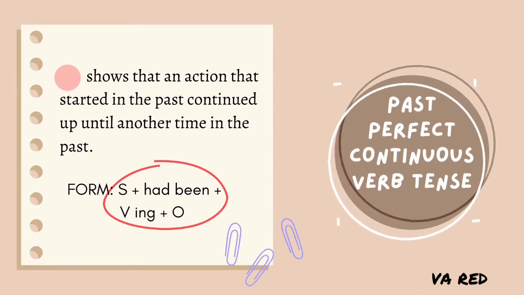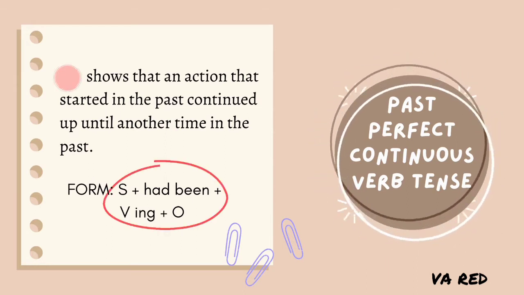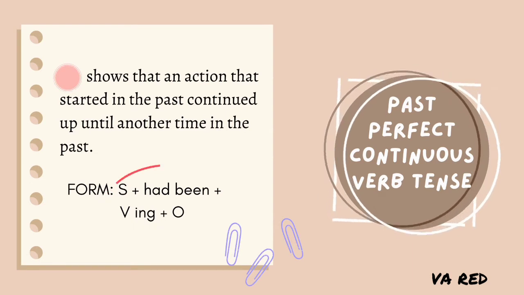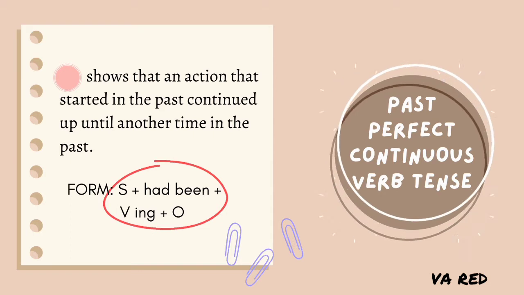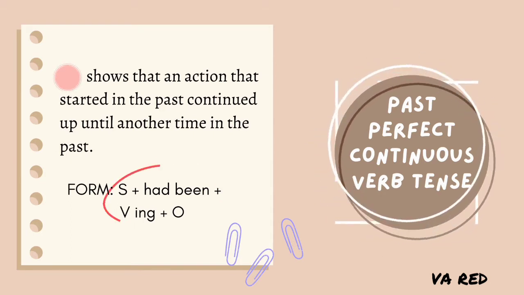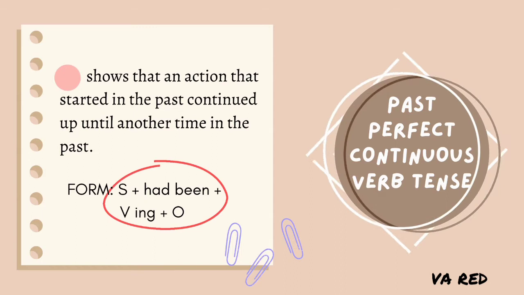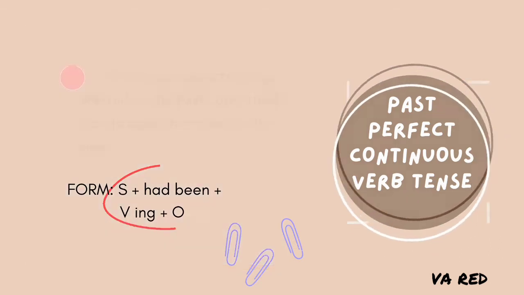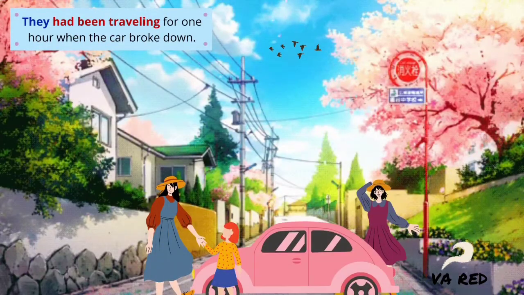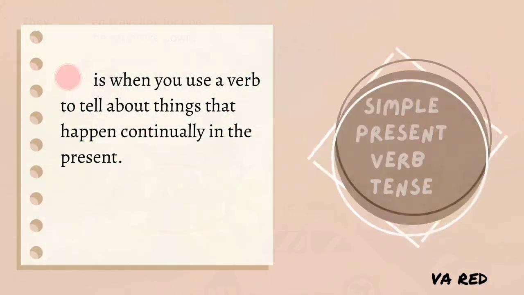Past perfect continuous verb tense shows that an action that started in the past continued up until another time in the past. Ito yung nagsimula sa nakaraan at patuloy na nagaganap sa nakaraan. Formula for this is subject plus had been plus verb in present tense form plus object. Like for example, they had been traveling for 1 hour when the car broke down. They is the subject plus had been plus the verb in present tense form which is traveling.